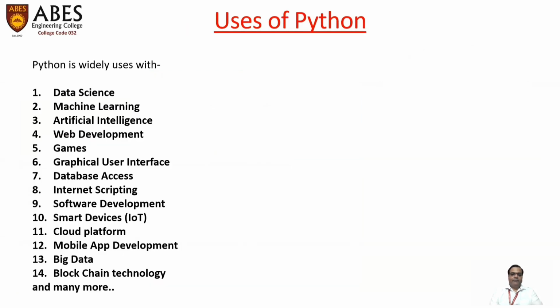Now we have the uses of Python. Python is widely used in data science, machine learning, artificial intelligence, web development, games, graphical user interface, database access, internet scripting, software development, IoT, cloud platform, mobile app development, big data, blockchain technologies. These are several fields where Python is widely used. And apart from these fields, there are many more other fields where Python can be easily used.